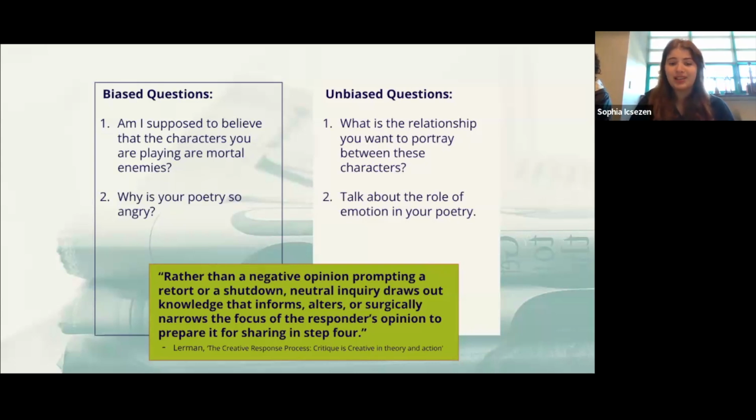Now, the second question may sound more like a statement, but it plays the same role of a question as it asks the writer to think more about the specific emotional choices that they made throughout their writing. As Liz Lerman says, rather than a negative opinion prompting a retort or a shutdown, neutral inquiry draws out knowledge that informs, alters, or surgically narrows the focus of the responder's opinion to prepare it for sharing in step 4. This is what we must always keep in mind when asking neutral questions. The ultimate goal is to help the writer better understand themselves and the goals they have for their individual work.